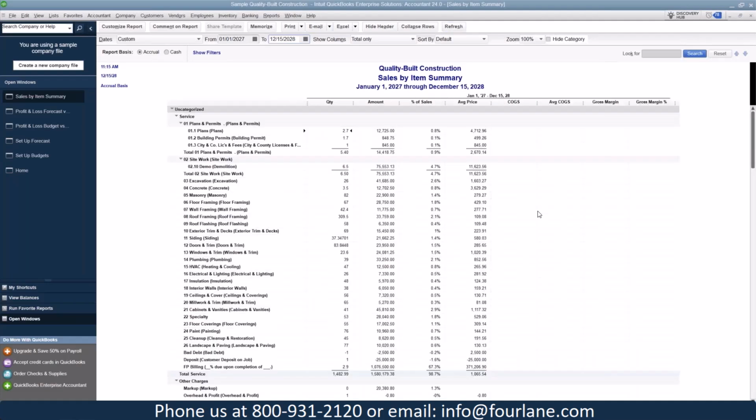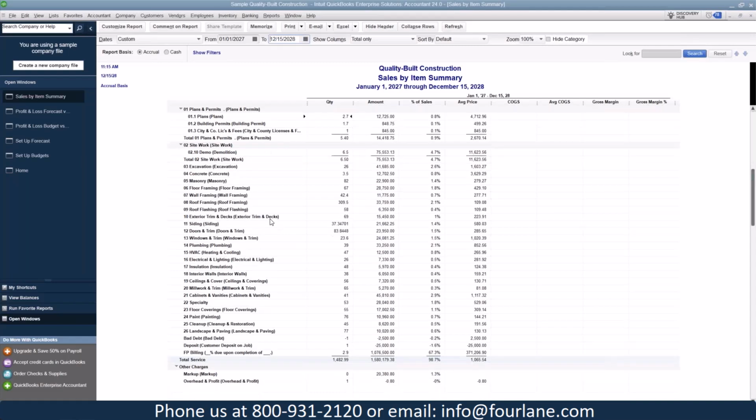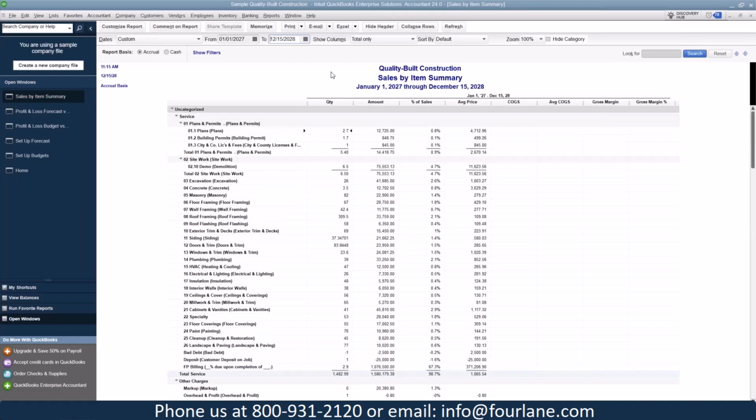Okay, in this file, for example, it's a service-based sample file, but you can see that we've got the quantity that we sold in our different services broken down by our item structure that we have created. It gives us a quantity. It gives us an amount. If this was inventory, it would take it to the next level to say, what is your cost? So that way you can see those gross margins between cost and sale.